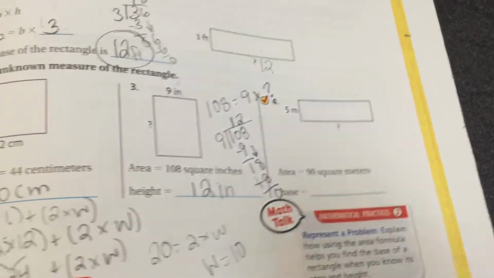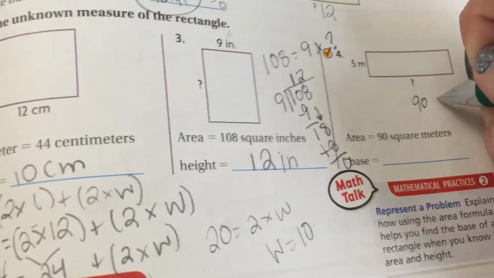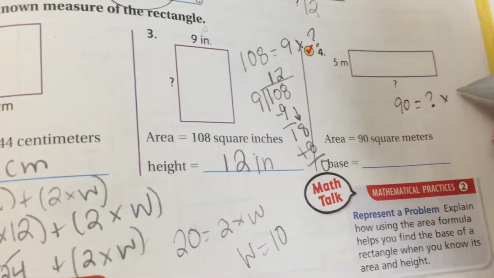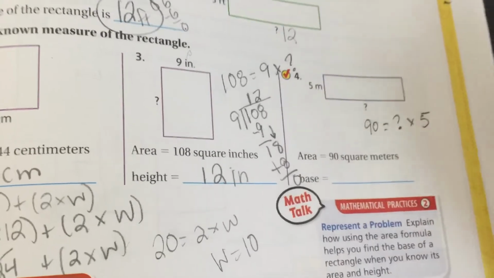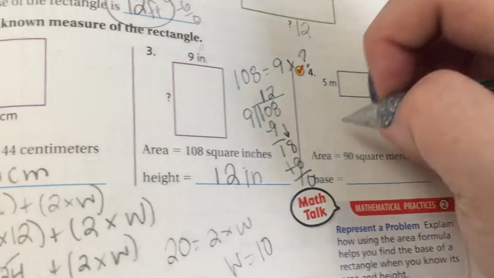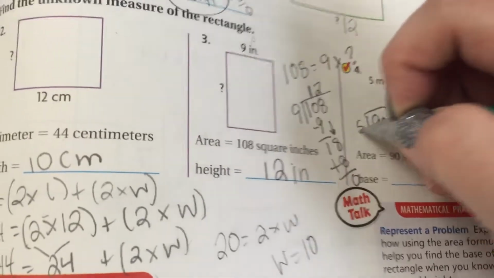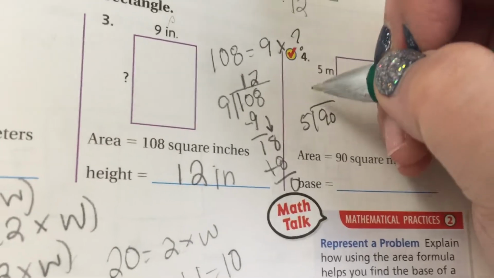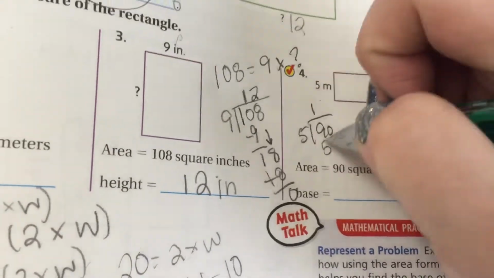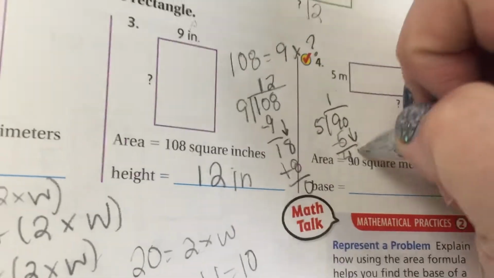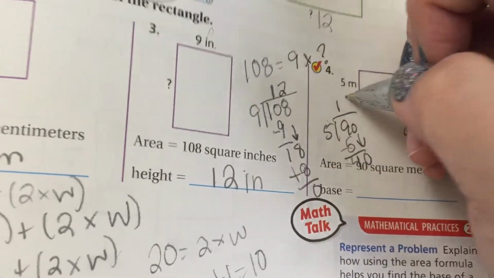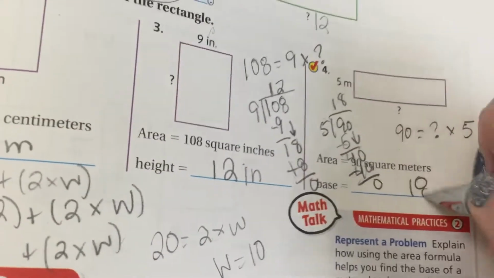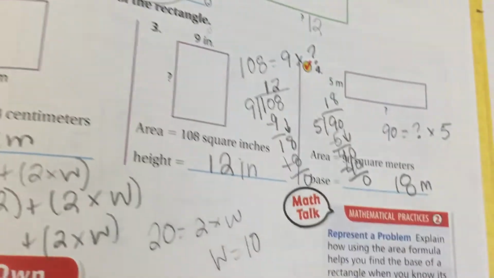And then finally, area. So I'm going to use the area formula. So area equals the base, which I don't know, times the height, which is 5. So what number times 5 is 90? Again, use your division because that's the opposite. The opposite will help you fill in that missing spot. 5 goes into 90 one time. 5 goes into 40 8 times. So 18. 18 meters is my answer.